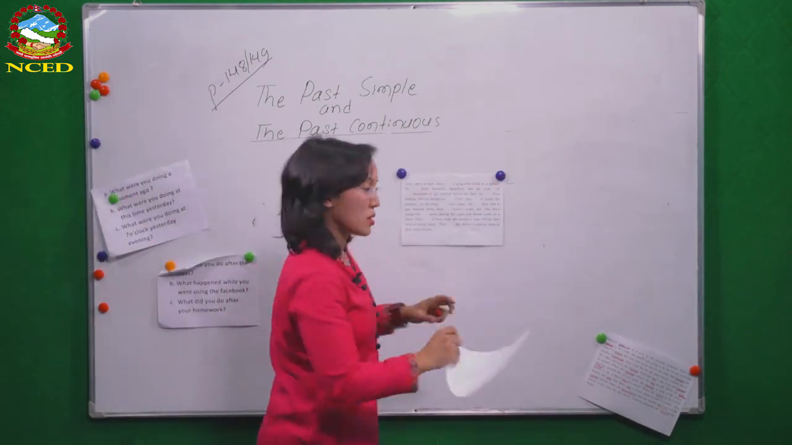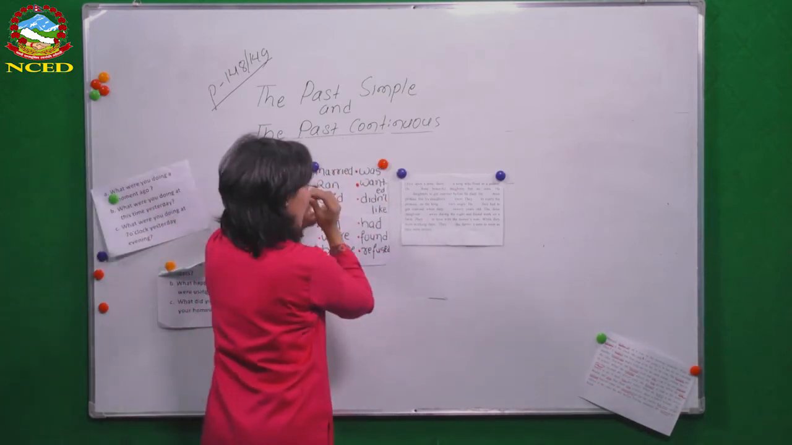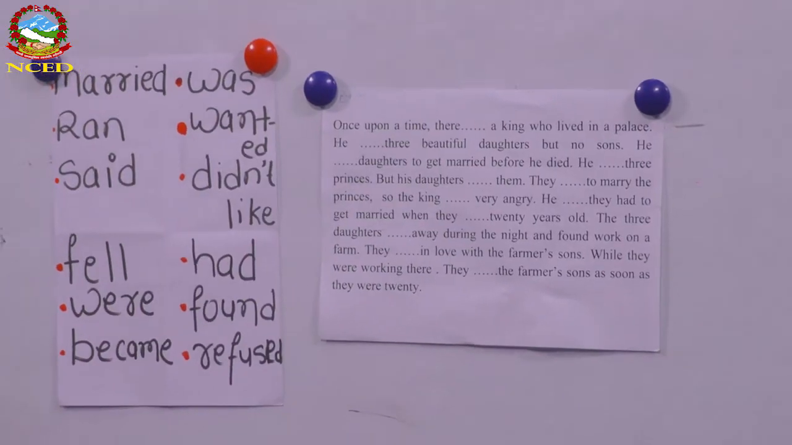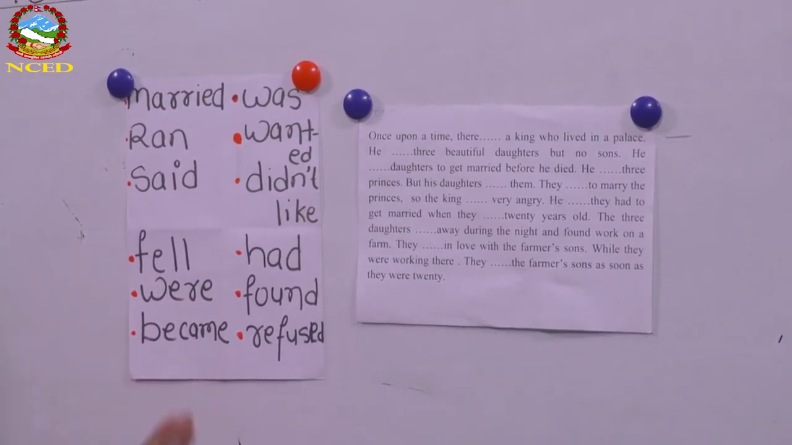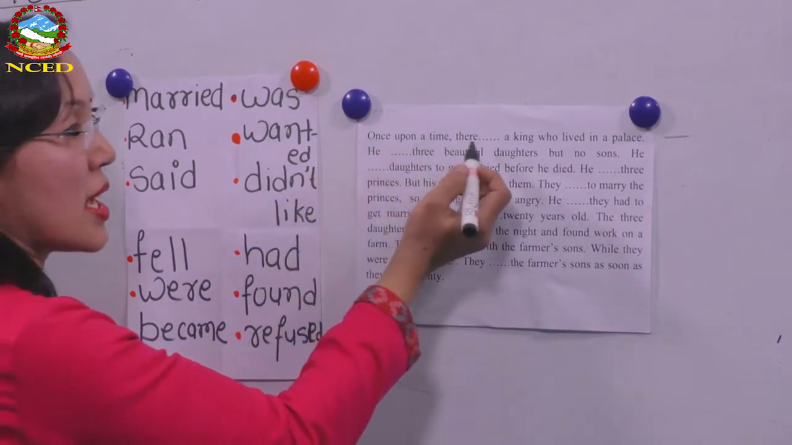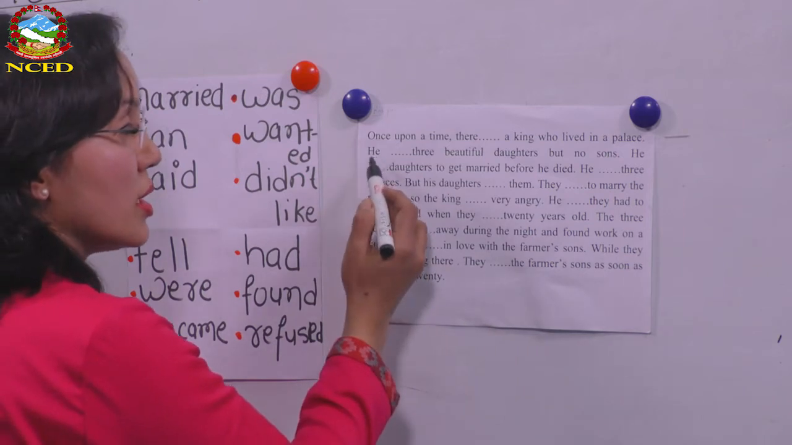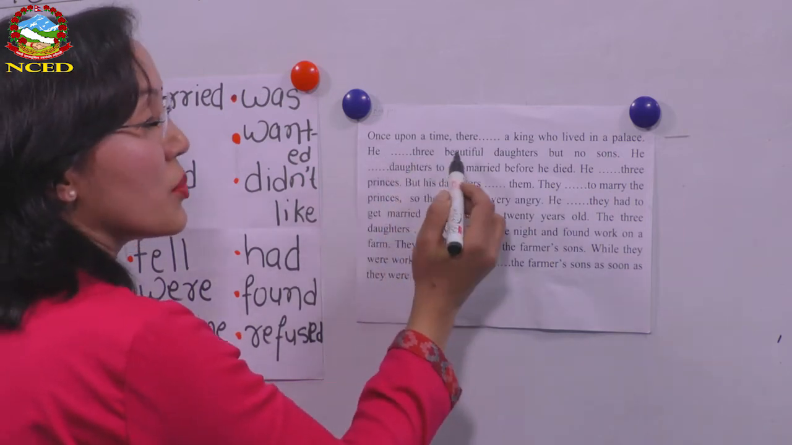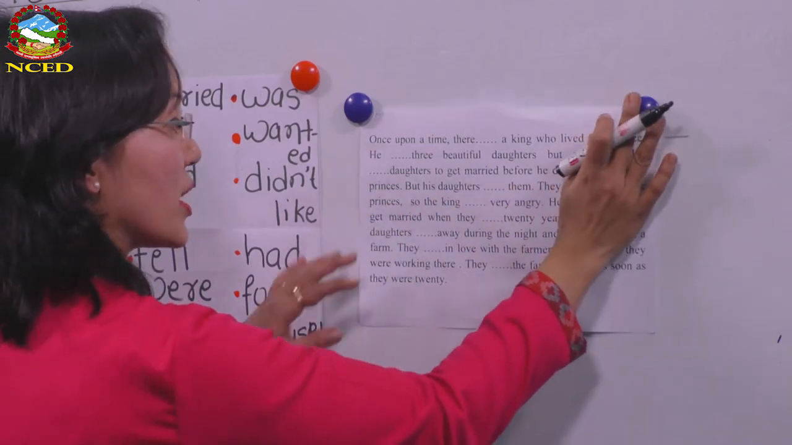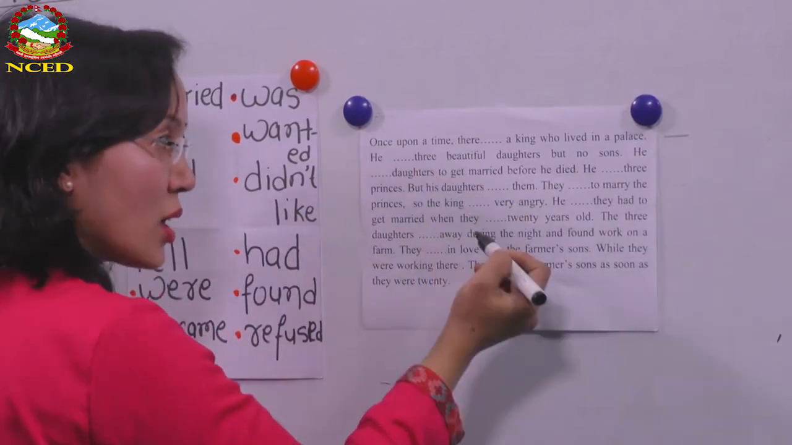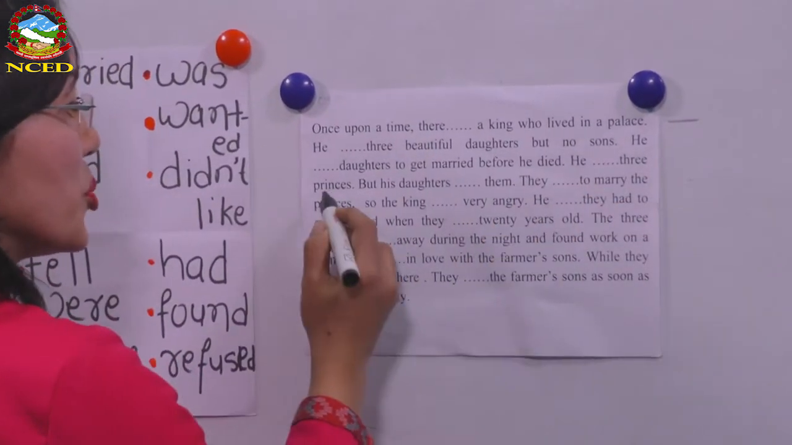Okay, the box is there to make your work easier. So what is there in your book? Once upon a time, it's the same story. Now what you have to do here is fill in the blanks with these words. Once upon a time, there was a king who lived in a palace. So he, blank, three beautiful daughters, but no sons. He, again blank, daughters to get married before he died. So the king wanted his daughters to get married before he died. And then he, again blank, three princes.